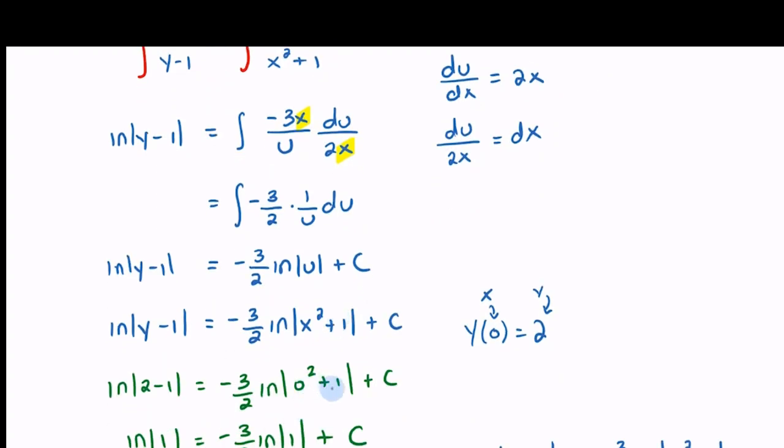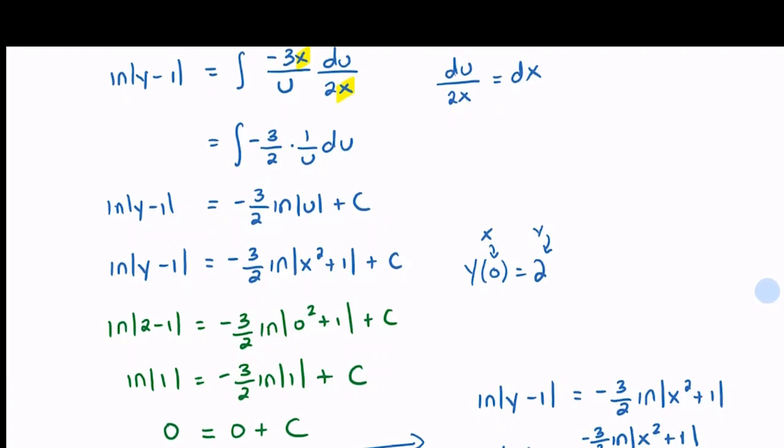This becomes 0 squared plus 1, which is 1. Again, ln of 1 is 0, so this whole term goes to 0. Therefore, c must be equal to 0. Going back to this original equation, which is copied down here, we had a plus c, but we know now c is equal to 0, so it disappears. So now we just have to go ahead and solve for y.